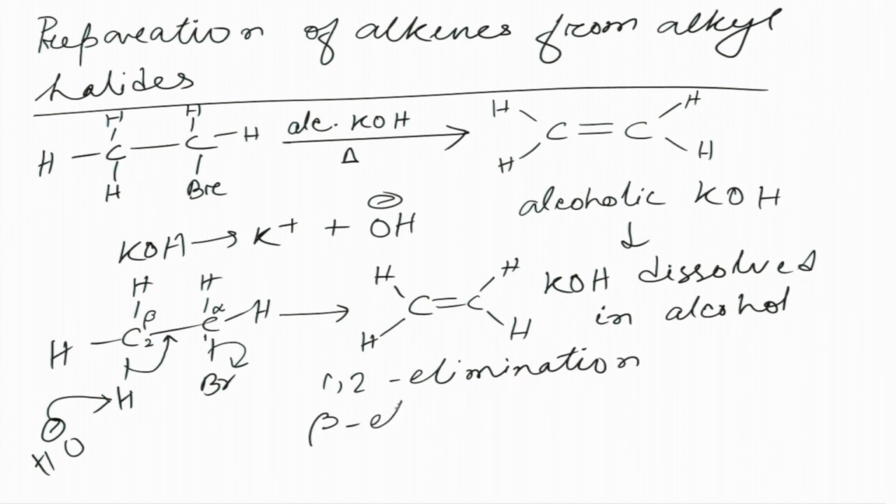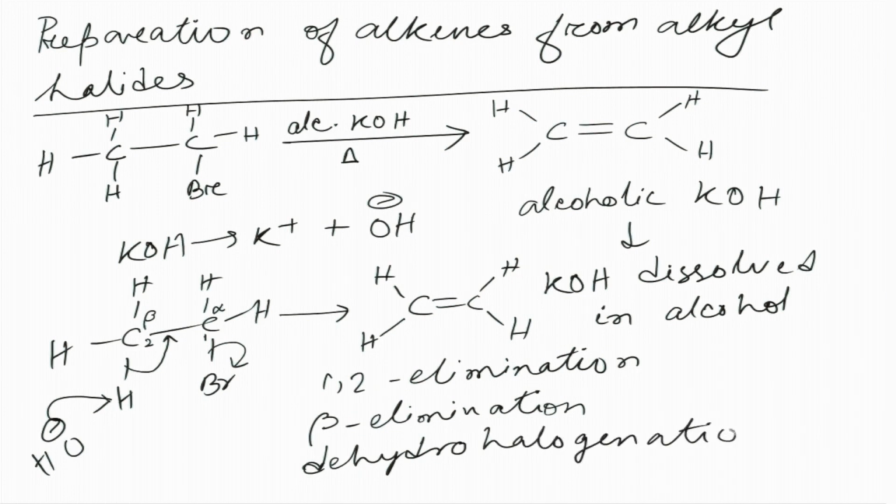This reaction is called 1,2 elimination or beta elimination. We have studied different kinds of elimination according to the relative positions of the leaving groups. So, 1,2 elimination or beta elimination is this. This process is also called dehydrohalogenation, because as a whole HBr is liberated here, this hydrogen and this bromine.